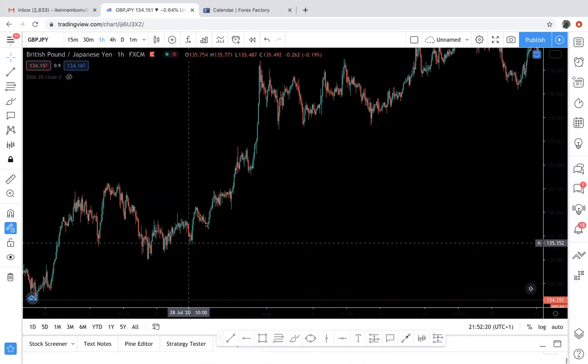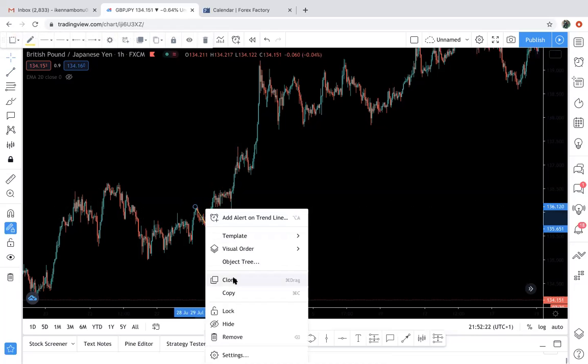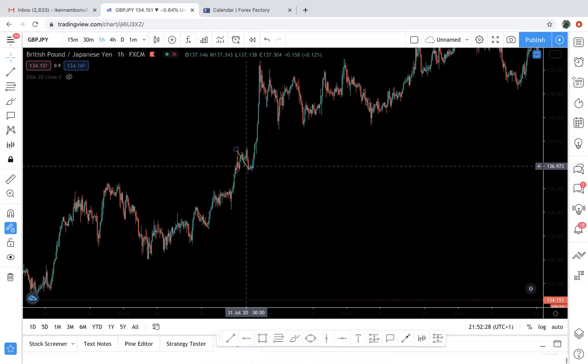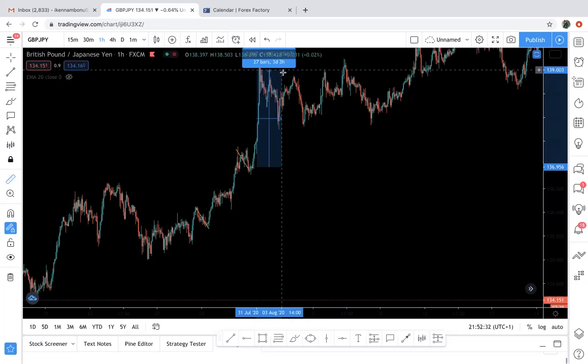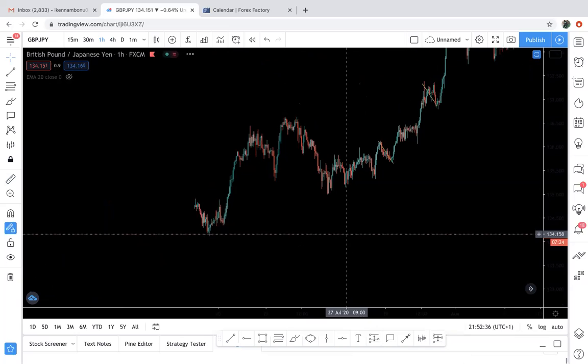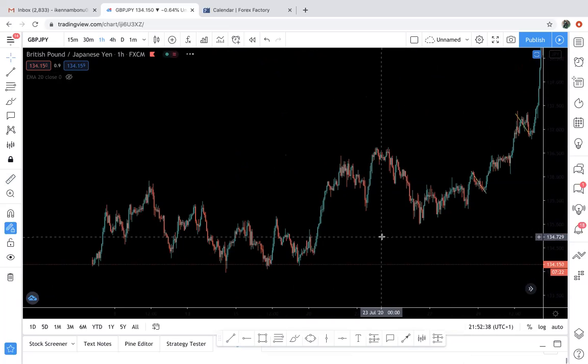Clone again. So this one works perfectly. Fine right there. Boom. Lovely. And then what happened? Lovely pin bar rejection. Price went up over 200 pips. Okay. It works on all time frames.